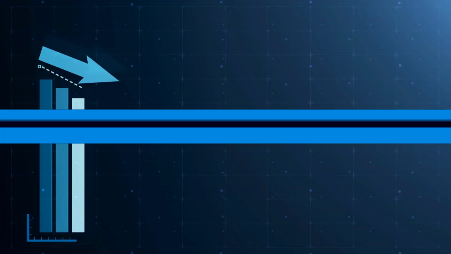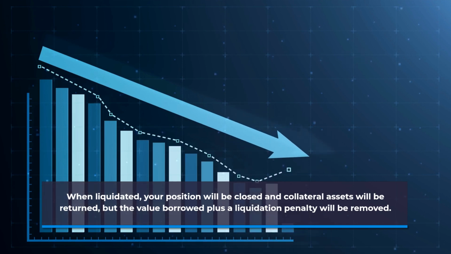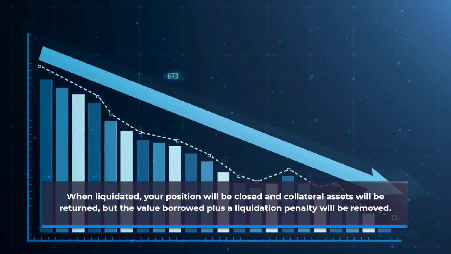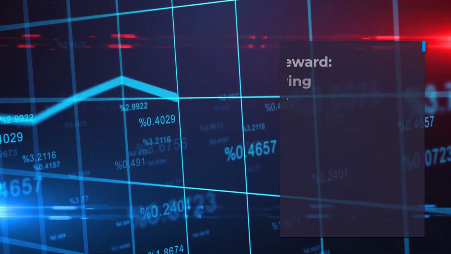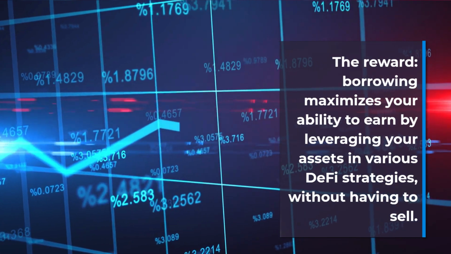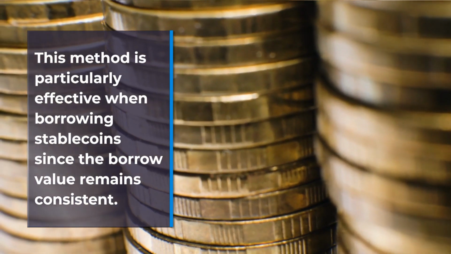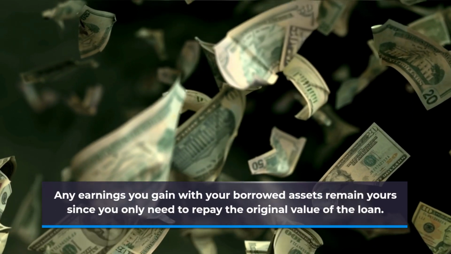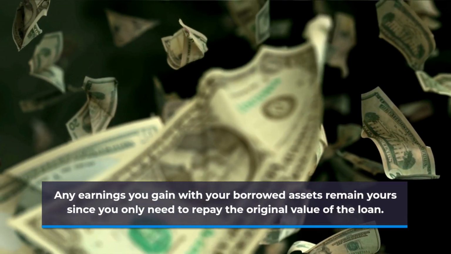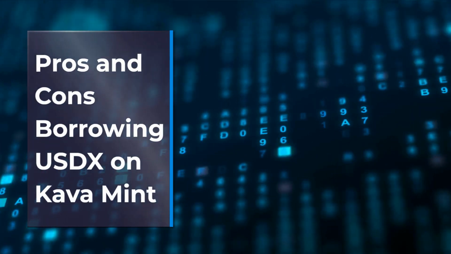When liquidated, your position will be closed and collateral assets will be returned, but the value borrowed plus a liquidation penalty will be removed. The reward: borrowing maximizes your ability to earn by leveraging your assets in various DeFi strategies, without having to sell. This method is particularly effective when borrowing stablecoins since the borrow value remains consistent. Any earnings you gain with your borrowed assets remain yours since you only need to repay the original value of the loan.